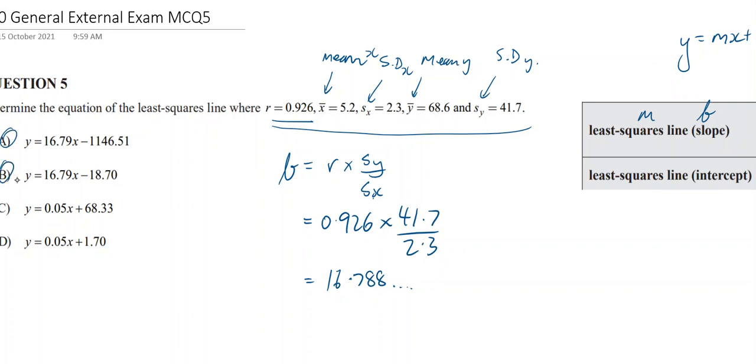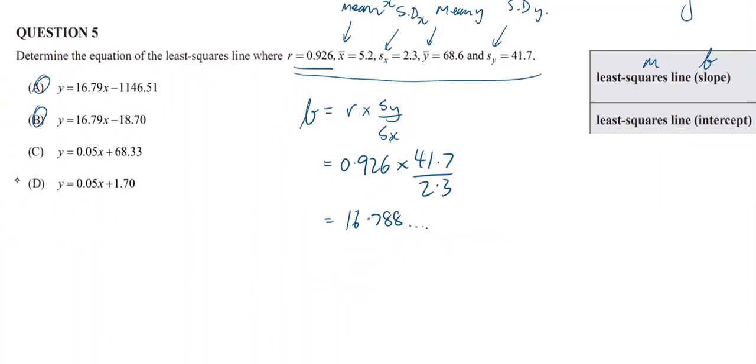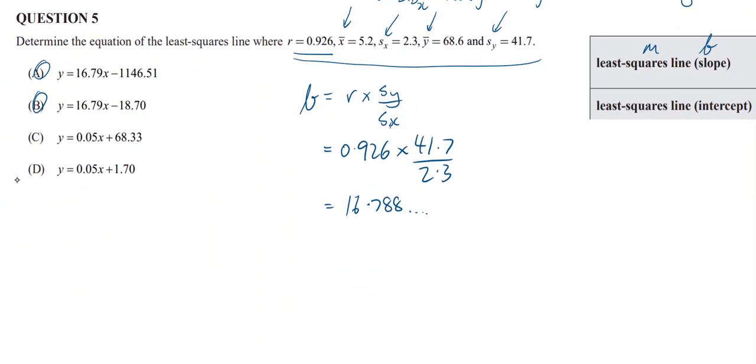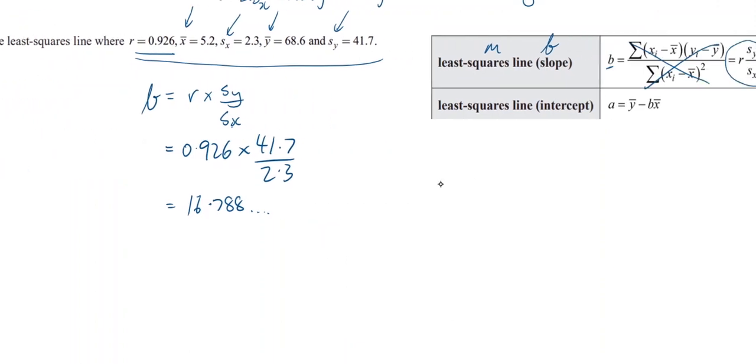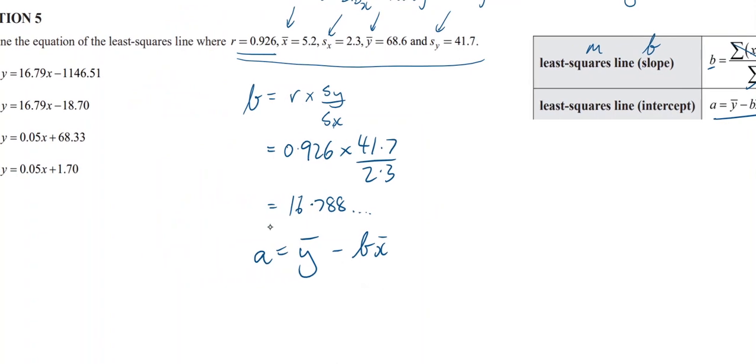So it's really narrowed it down to either A or B there. So they're the ones that have a b value, or a gradient or a slope of that. Now the next thing we want to do is work out our a value. So it's either going to be negative 1146.51 or negative 18.70. So we've got to use this formula now. We're going to go a is equal to the mean of the y values, the average of the y values, minus the slope times the average of the x values. So we've got all those values now as well.